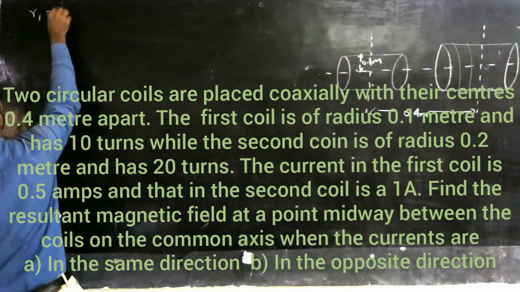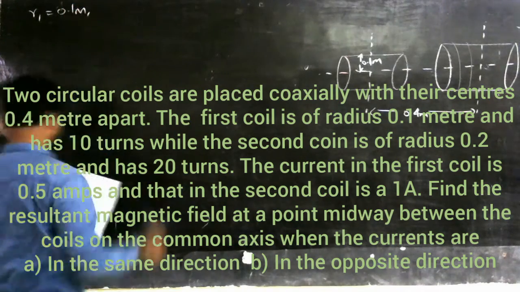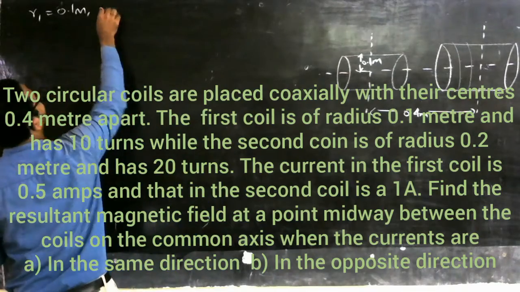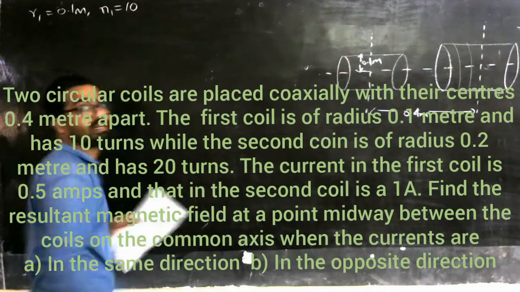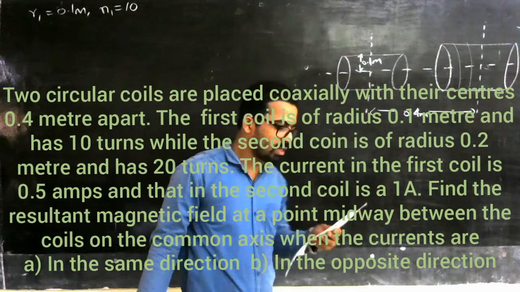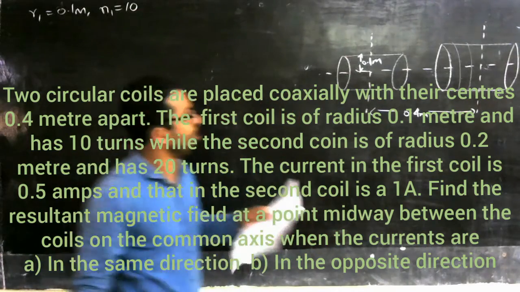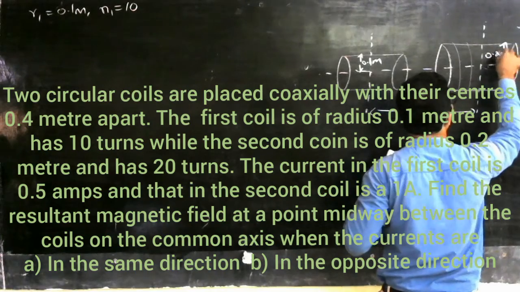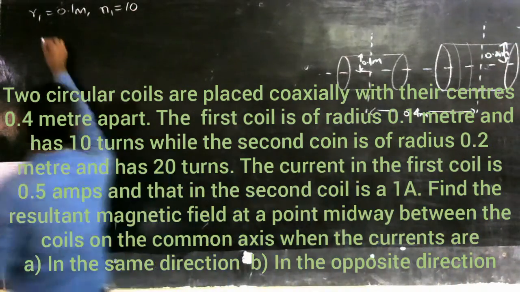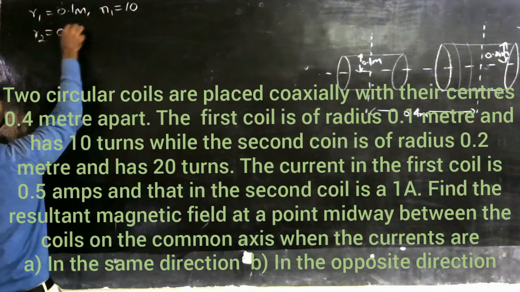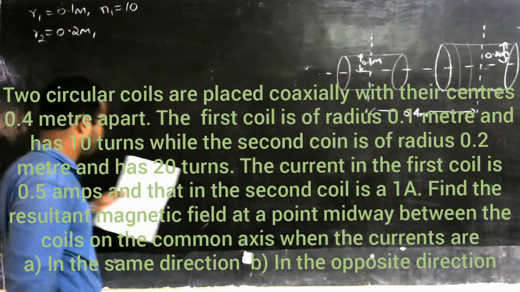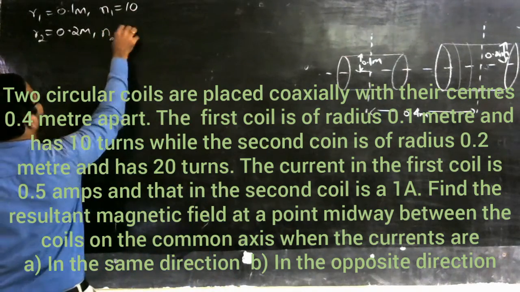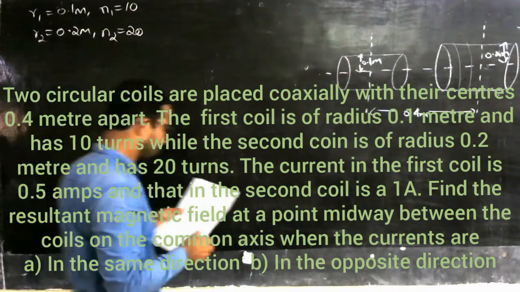R1 is 0.1 meter and it has 10 turns, so N1 is 10. The second coil is of radius 0.2 meter and has 20 turns, so N2 is equal to 20.